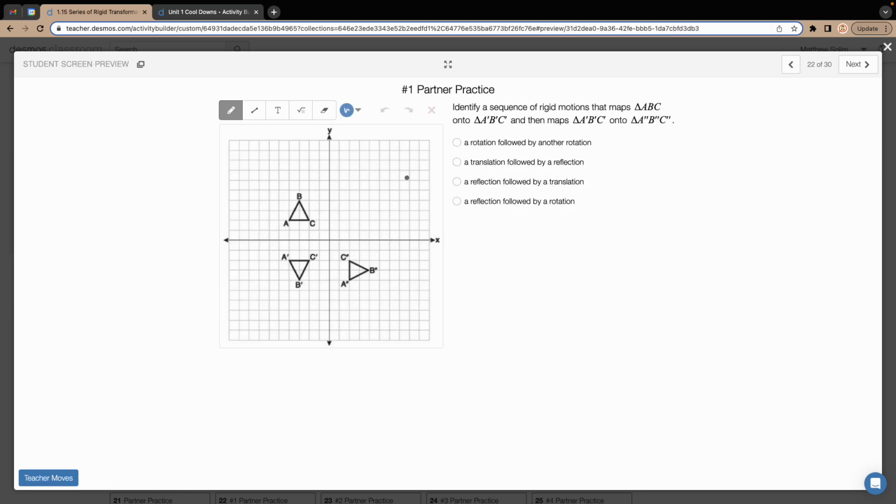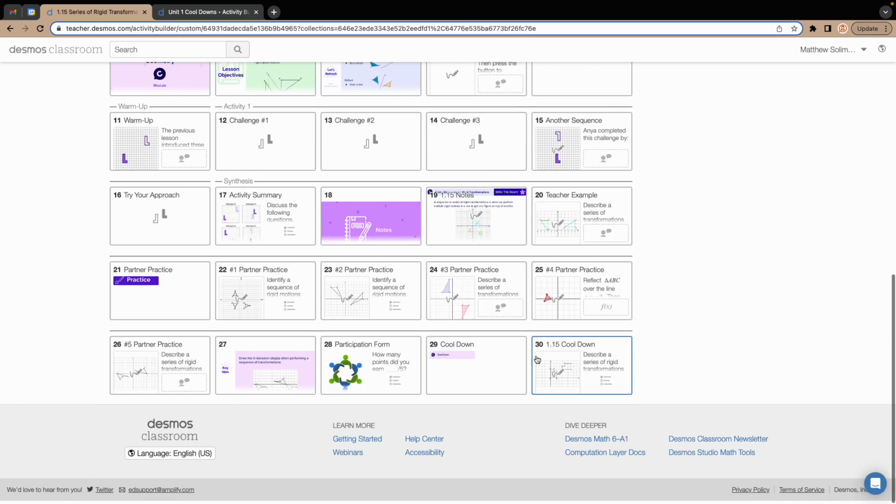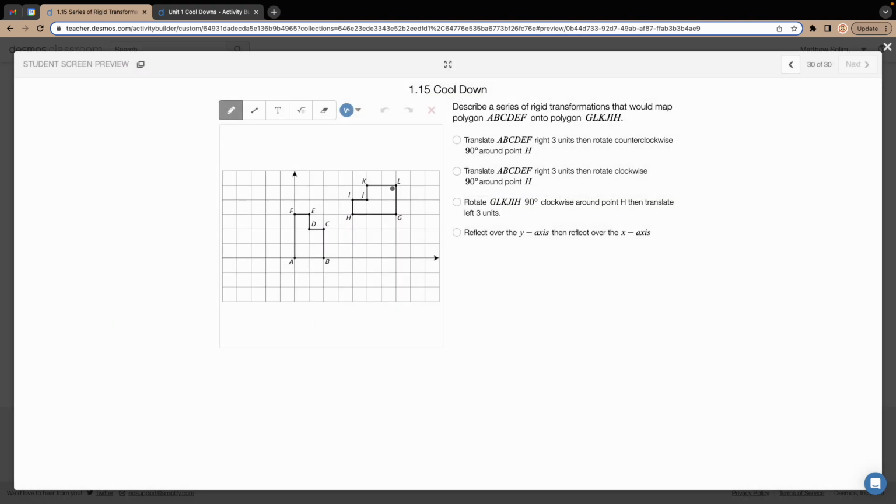So some practice problems. This one's just multiple choice. Like, how did I get from here to the next shape, because there's one tick mark, and then how do we get to here, which has 2 tick marks. So that's the last shape. Just make sure you're seeing those tick marks. This one doesn't have it, so you've got to draw the in-between step. And then the cool down: which multiple choice option would work to map A, B, C, D onto G, L, K, J, I, H? Well, a lot of letters.